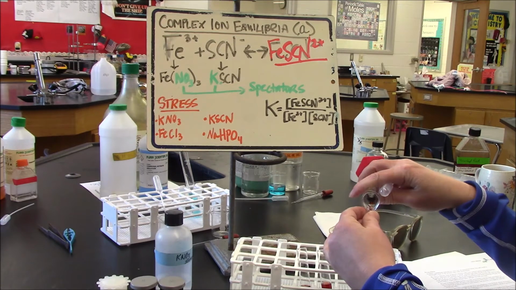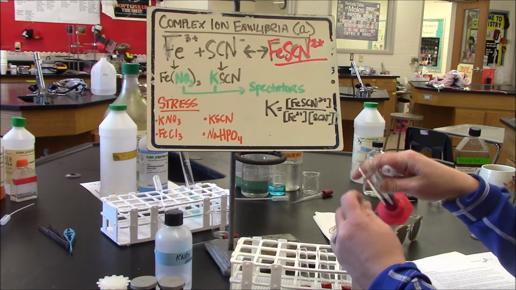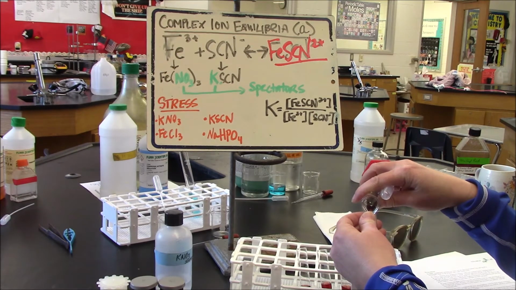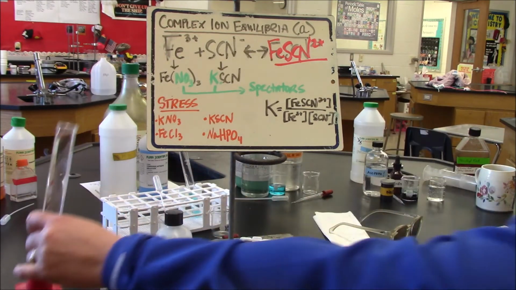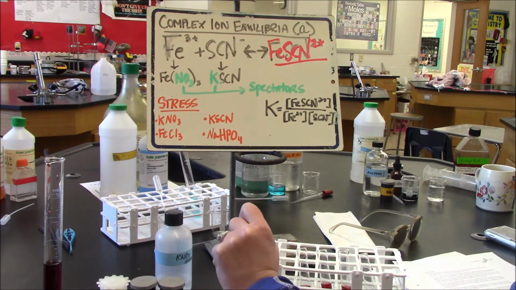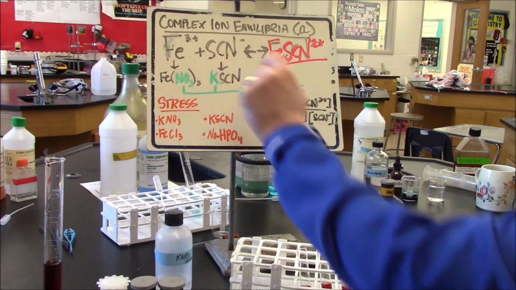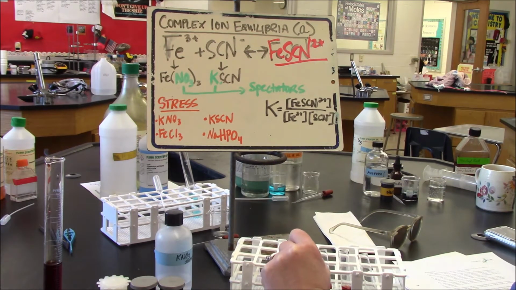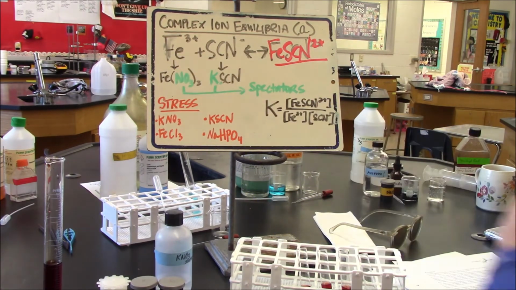I'll add a solution of potassium nitrate. Note that both potassium ions and nitrate ions are spectator ions. That should give us a clue. I'm going to add iron 3 plus ions in the form of iron 3 chloride. I'm going to add thiocyanate ions in the form of KSCN, potassium thiocyanate. And then I'm going to add sodium hydrogen phosphate. Sodium hydrogen phosphate is going to form a precipitate with iron 3+ ions.